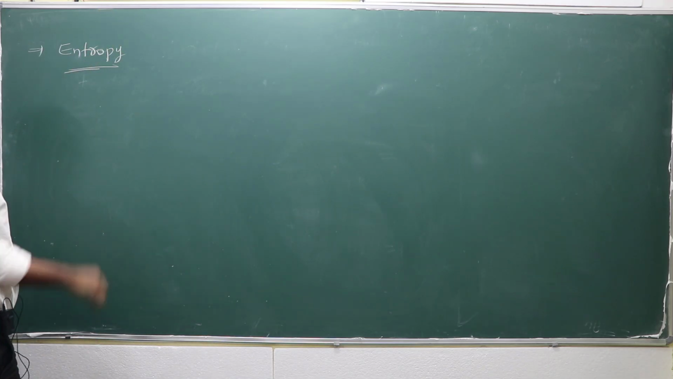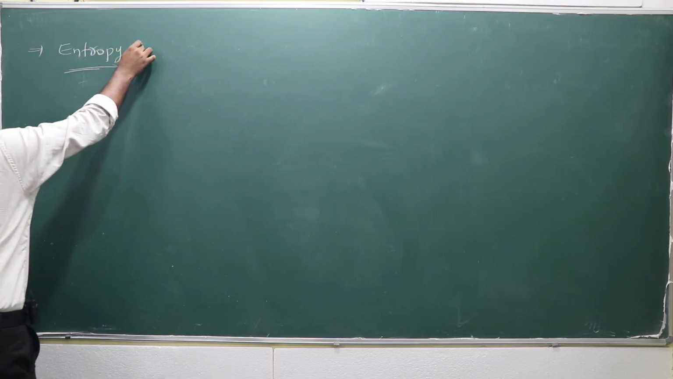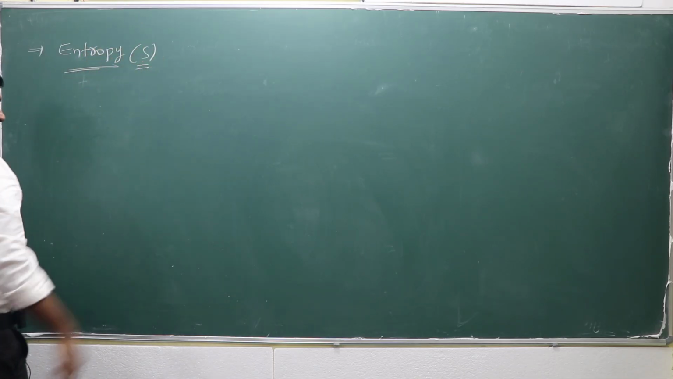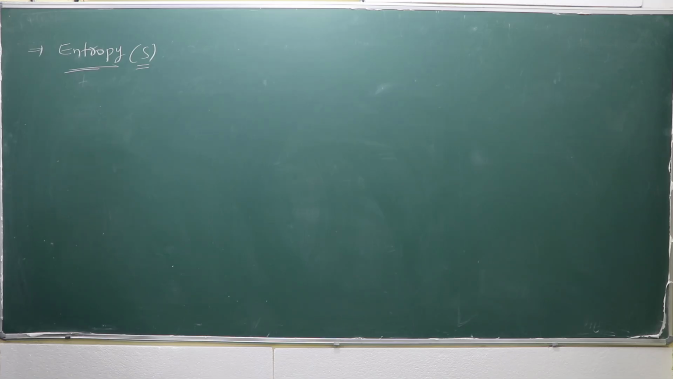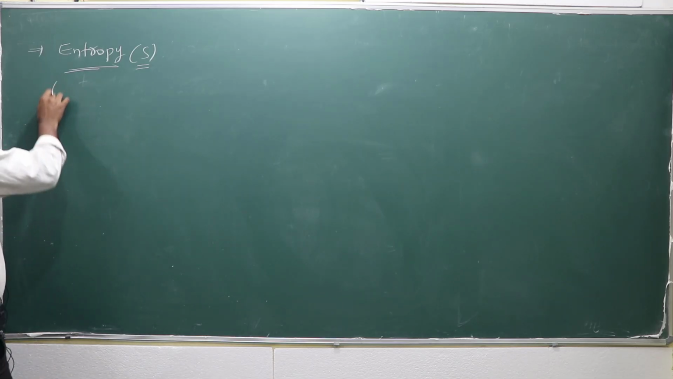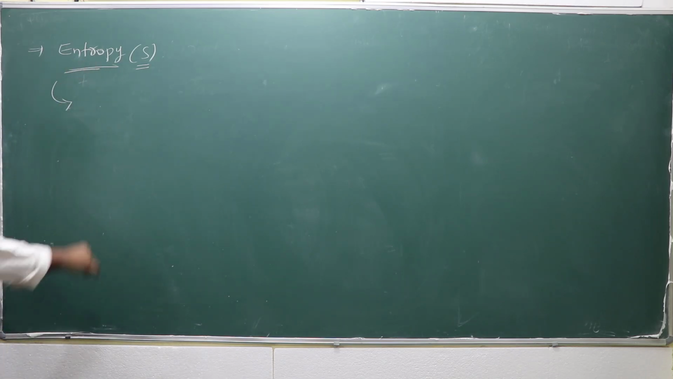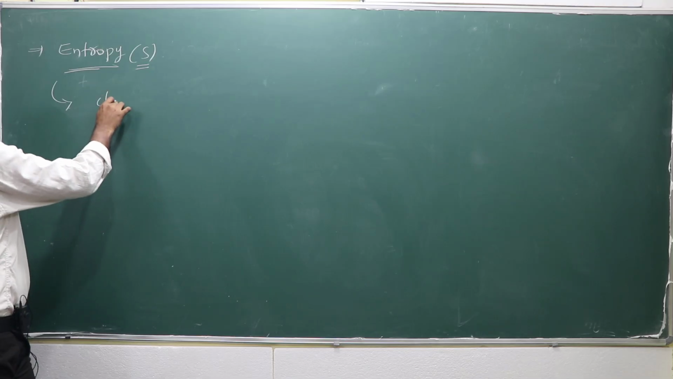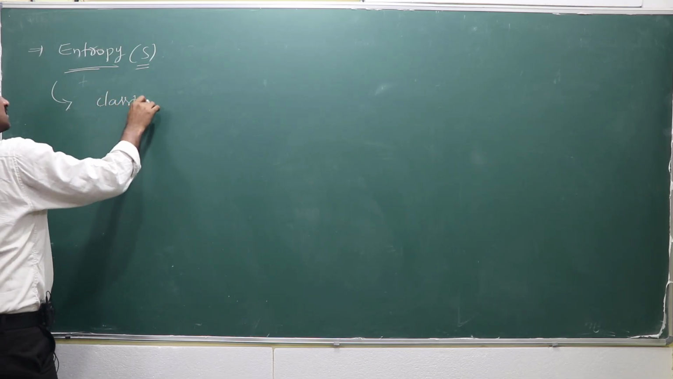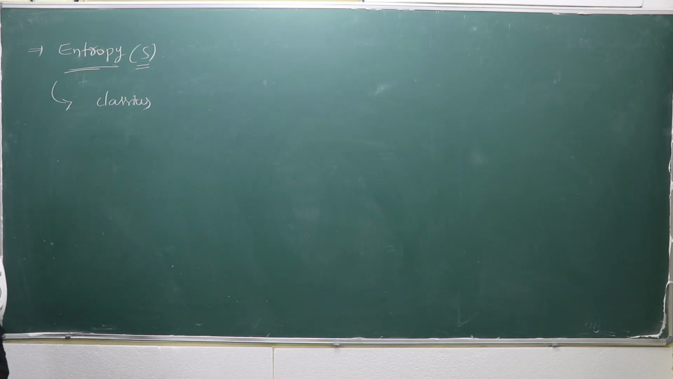Now, entropy, right? What is the term? Entropy is S. The symbol is S. Now, this particular entropy is a concept introduced by Clausius. Why is entropy introduced by Clausius?